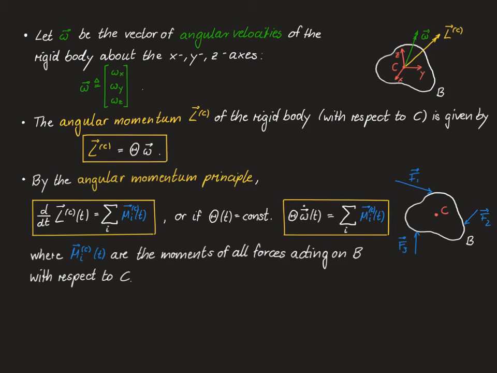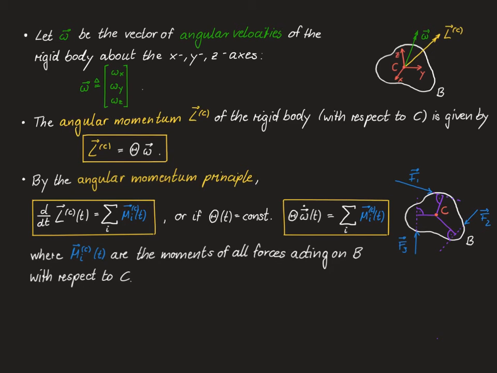By the angular momentum principle, the first time derivative of the angular momentum with respect to C is equal to the sum of all moments acting on the rigid body with respect to C. So, for instance, if we have a bunch of forces acting on the rigid body, as in this diagram on the right-hand side, then the moments of these forces with respect to the reference point C are given by the product of these forces with their corresponding lever arms.